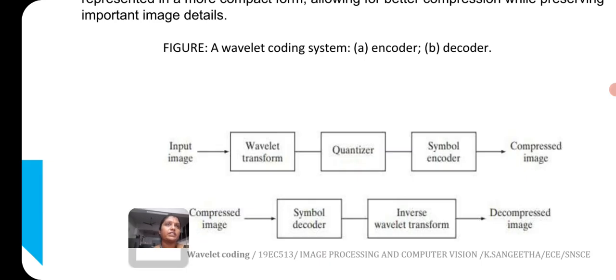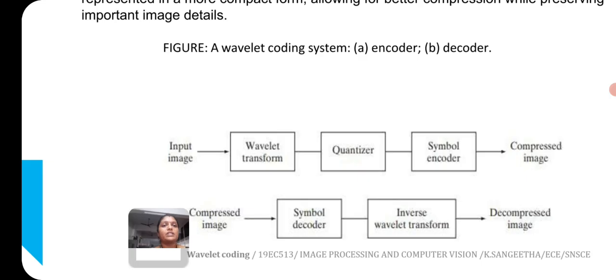So the output of the quantizer, that is the quantized coefficients, is given to the symbol encoder. The encoder encodes the quantized wavelet coefficients into a compressed bit stream using entropy coding techniques. Some coding techniques used for encoding are run length coding, Huffman coding, and arithmetic coding. Run length coding is mainly used to compress sequences of zeros efficiently, and Huffman coding is mainly used to assign variable length codes to symbols based on their frequency.